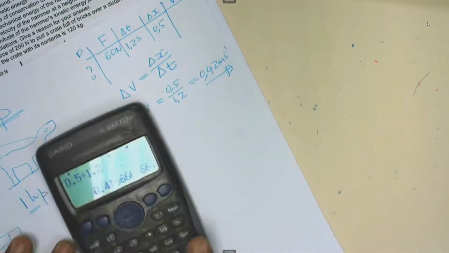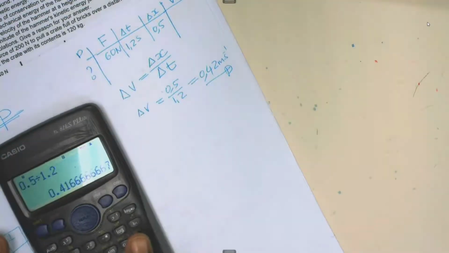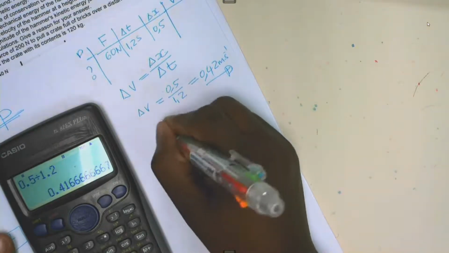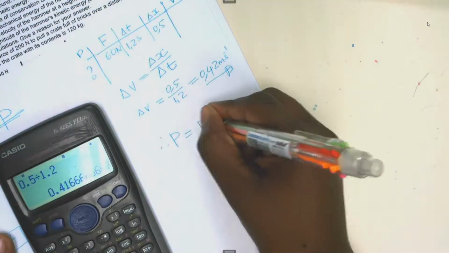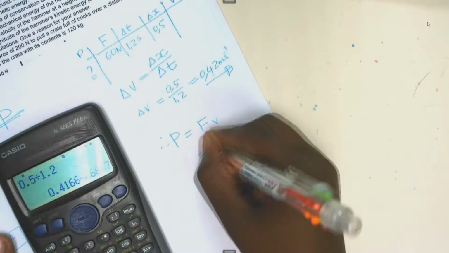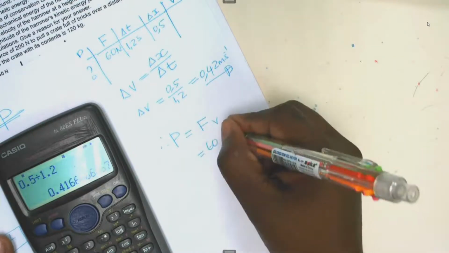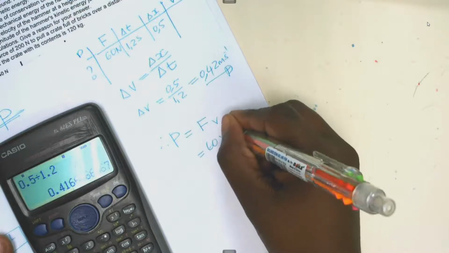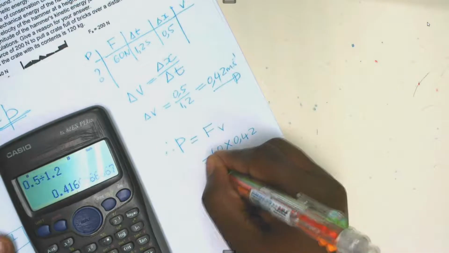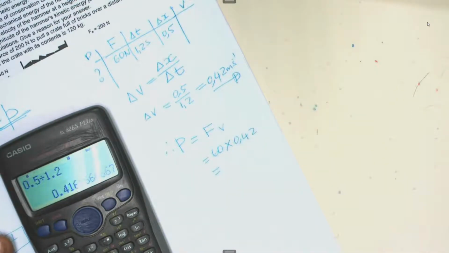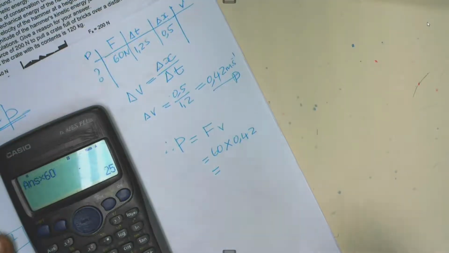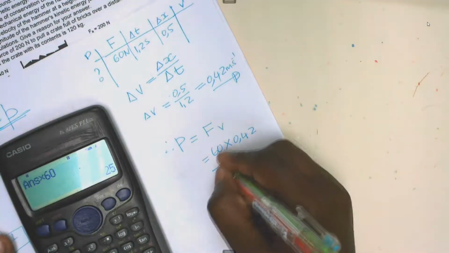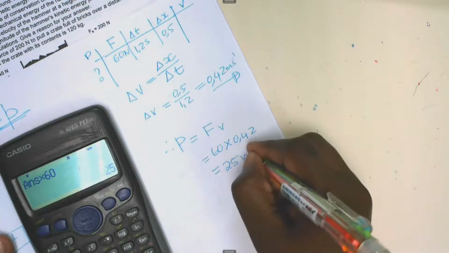This is not our final answer. We just keep the original answer in the calculator so that we can reuse it. FV, the force that was given is 16 times the velocity, 0.42. Therefore, the answer multiplied by 60 will give us 25 watts.